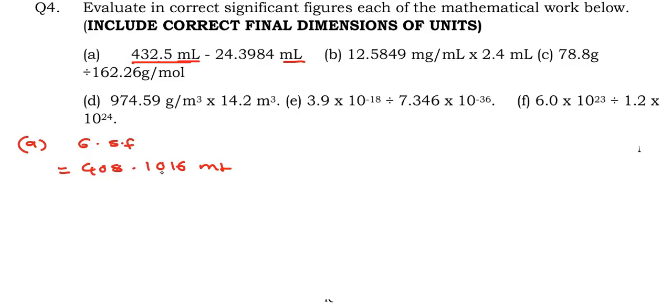6. Do we have 6 significant figures here? 1, 2, 3, 4. We have 4 significant figures. So you need to leave this answer in 4 significant figures, because we are following the one with small significant figures here. So leaving this into 4 significant figures, we are going to say 408.1, because we know that 0 in between is significant. So from this we can say this is our final answer.